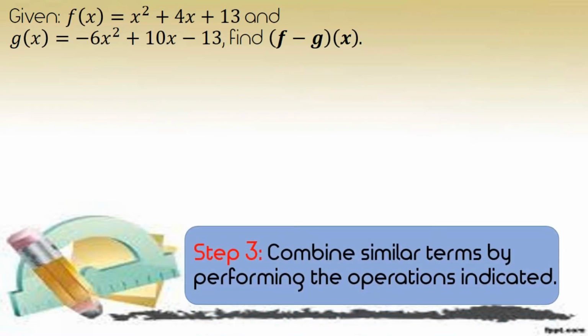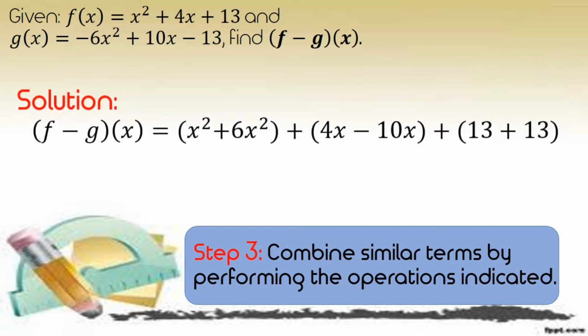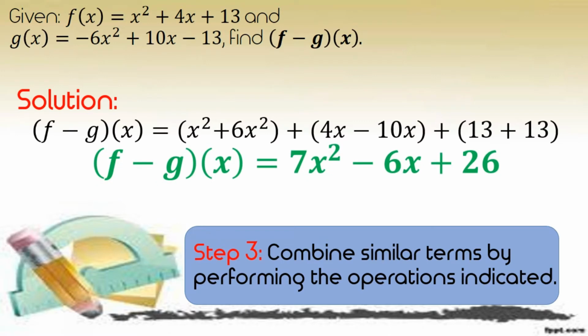For the last step, we combine similar terms by performing the operations indicated. As we group the given terms, we're going to observe the subtraction sign. That is why the subtrahend symbol will be changed. So the final answer will be f minus g of x is equal to 7x squared minus 6x plus 26.